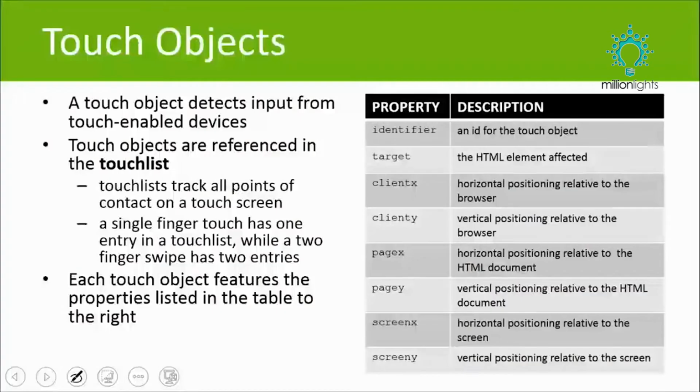Okay, so a little confusing, a little difficult to understand at first, but just keep in mind one finger equals one addition to the touch list, two fingers equals two additions to the touch list. Okay, all right. And of course, go ahead and take a look at the table on the right of the slide there in order to take a look at those different properties for touch objects.